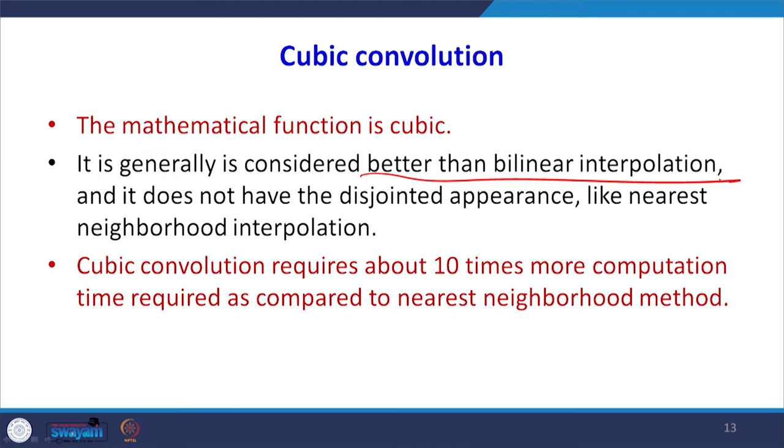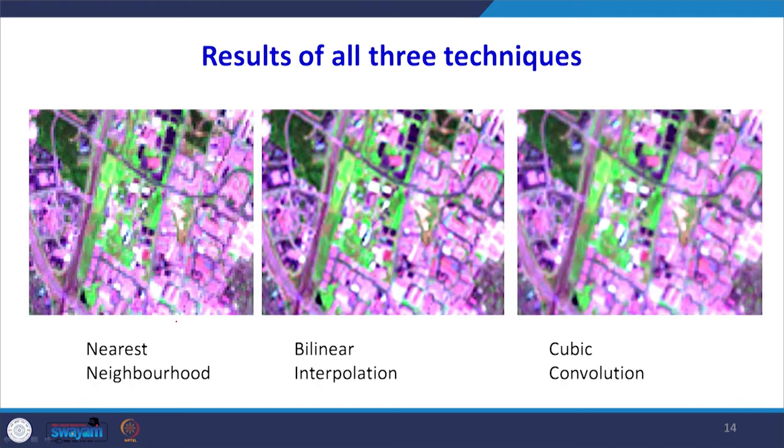But the cubic convolution technique takes 10 times more computation as compared to the nearest neighborhood method. So we have to see the computational time, and we have to see the accuracy achieved while using these techniques. But the literature is full of the first technique, the nearest neighborhood technique, because it is much faster and computationally simpler to apply.